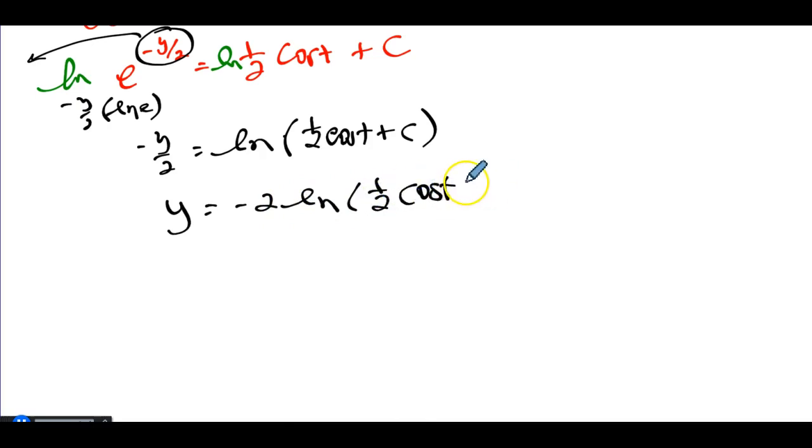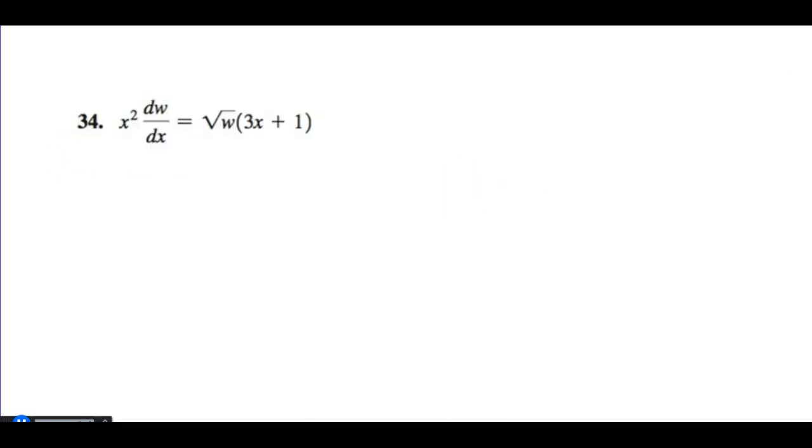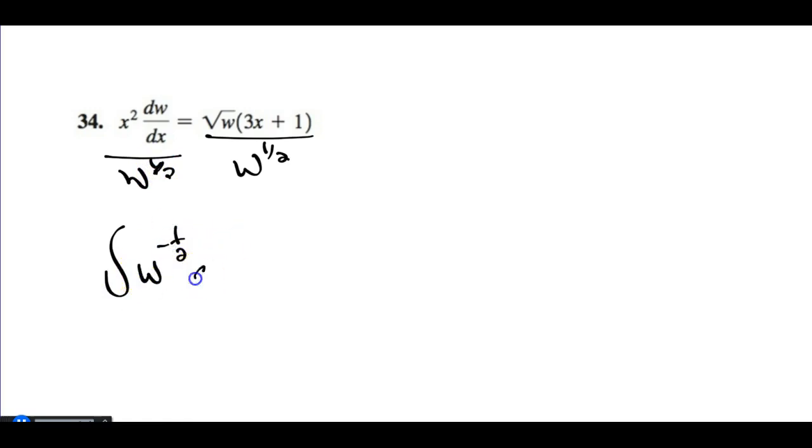The last example, let's see if the author got the same thing there. Yeah, that looks good. So the last example, separation of variables. I'm going to divide both sides by w to the 1/2. And then when I integrate, since this is in the denominator, I'm going to bring that up to the numerator and then keep the dw.